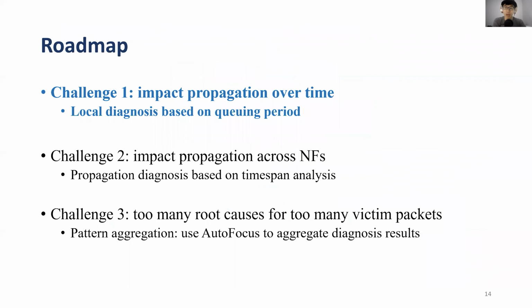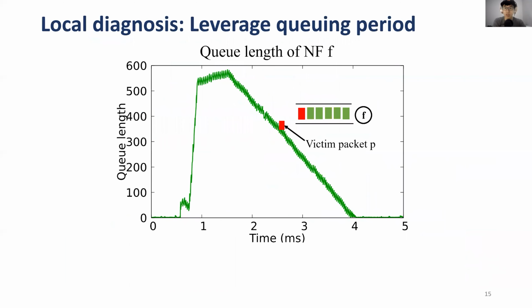Here is a roadmap for how Microscope resolves the challenges. We first show how Microscope uses local diagnosis based on queuing period to resolve the first challenge. The first step in Microscope, local diagnosis, performs diagnosis based on queuing period. So what is queuing period? Let's assume that a packet P is suffering from a long tail latency problem at NF F.